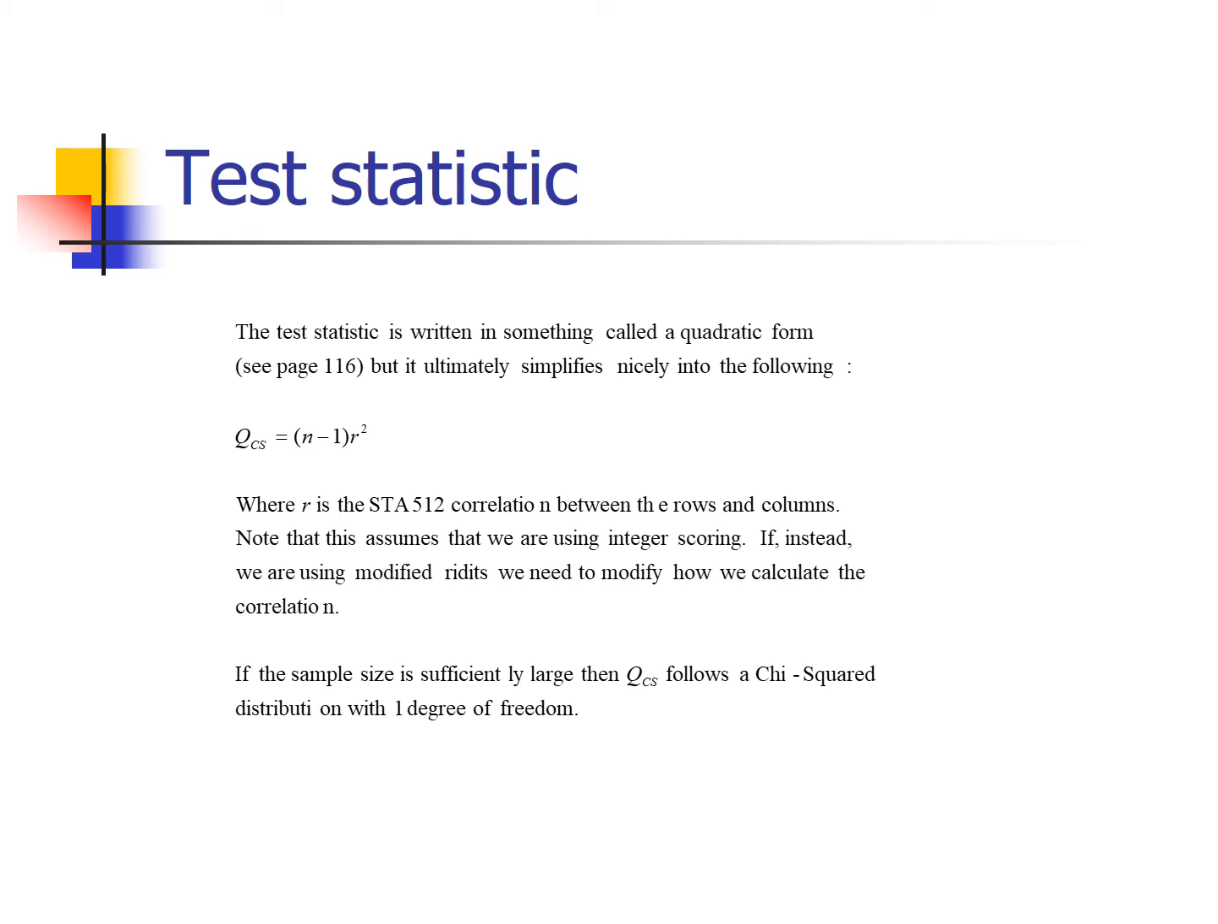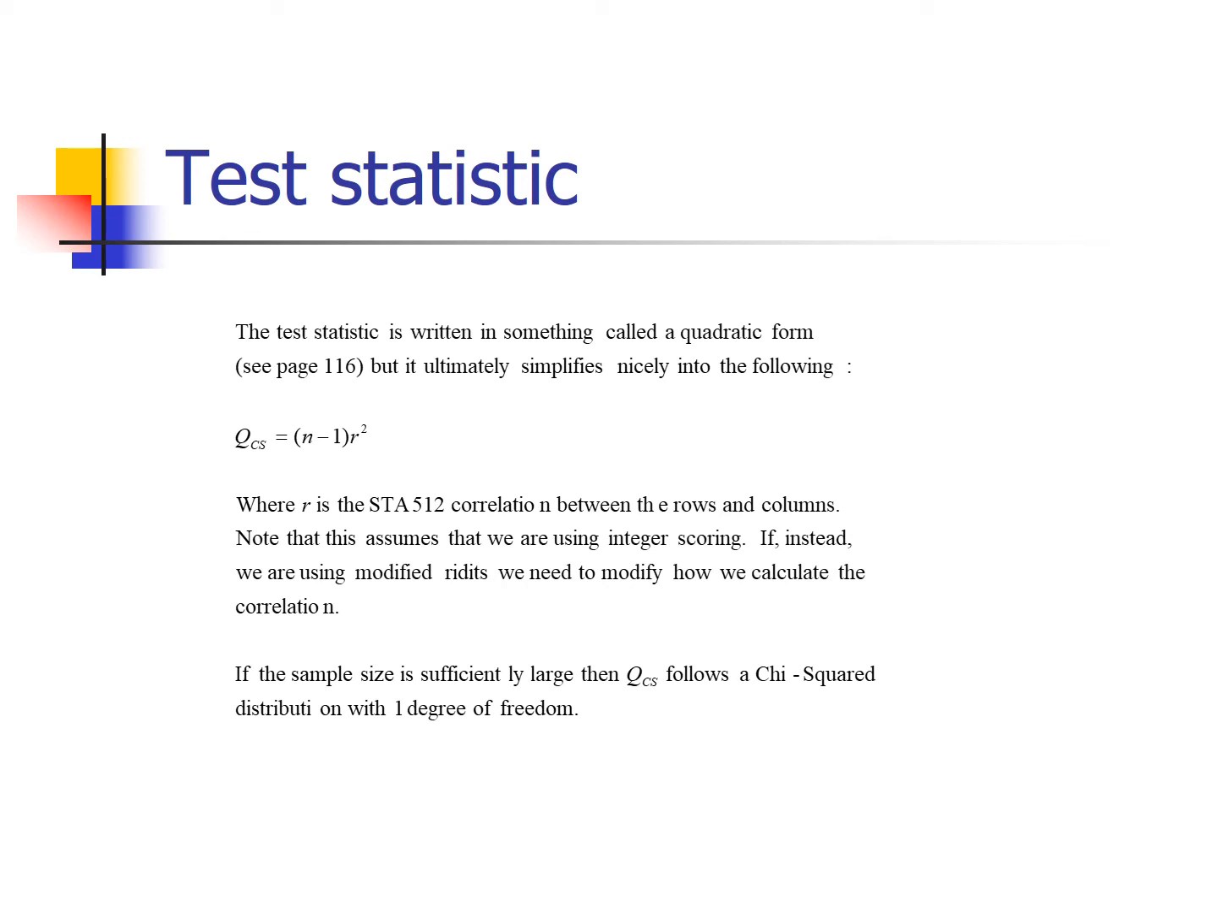What's kind of cool though is that, at least when we're doing integer scoring, the quadratic form simplifies into something like this. It simplifies into a test statistic. We'll call it Q sub CS, the correlation score test, n minus 1 times r squared, where r is that correlation we talked about way back in the golden heyday of 512. If we were to actually run proc corr, where we assign integer scoring to our categorical variables. Pretty cool, right?